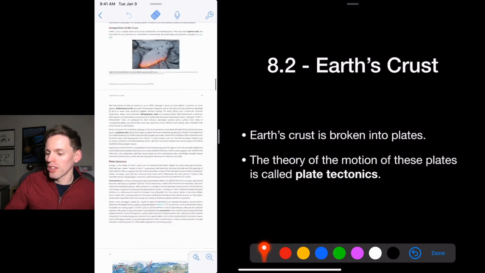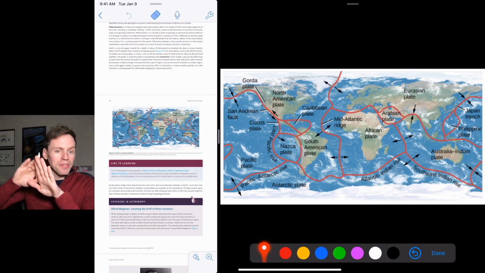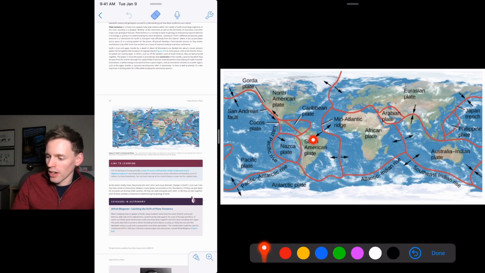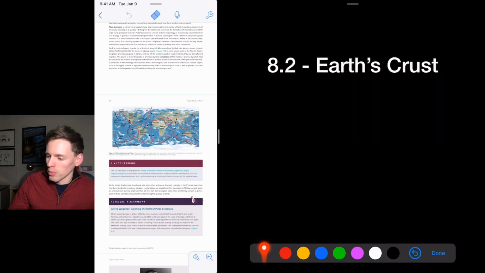So Earth's crust is broken into plates. The theory of motion of these plates is called plate tectonics. So these are the different plates that we have, and you can see that Africa and South America fit nicely together because they were once in contact, and even today they're still slowly moving apart from each other. You see these arrows, these spreading centers are spreading the layers apart.